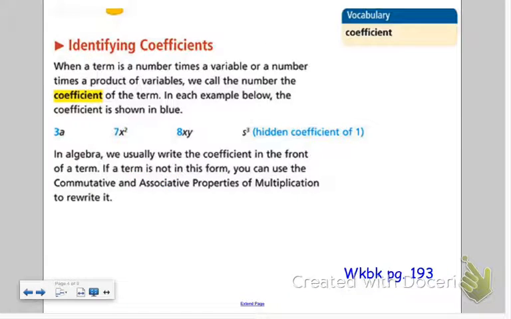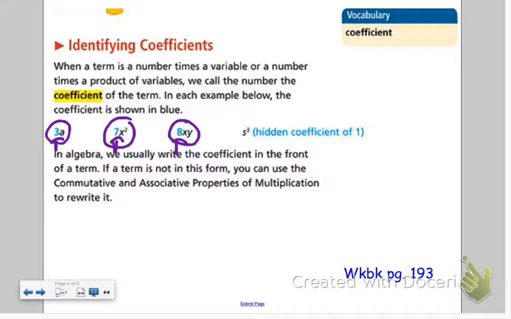Okay. Workbook page 193. This should look familiar to you because we're going to be talking about coefficients in this lesson. If you remember, a coefficient is basically a number that's multiplying a variable, or maybe it's multiplying a product of variables, several variables multiplying together. Take a look at the examples below. So here in 3a, the 3 is the coefficient because it's multiplying the variable a. Here, in this term, 7x to the second power, 7 is the coefficient because it's multiplying x to the second power. In this term, 8 is the coefficient because it's multiplying the product of x and y.